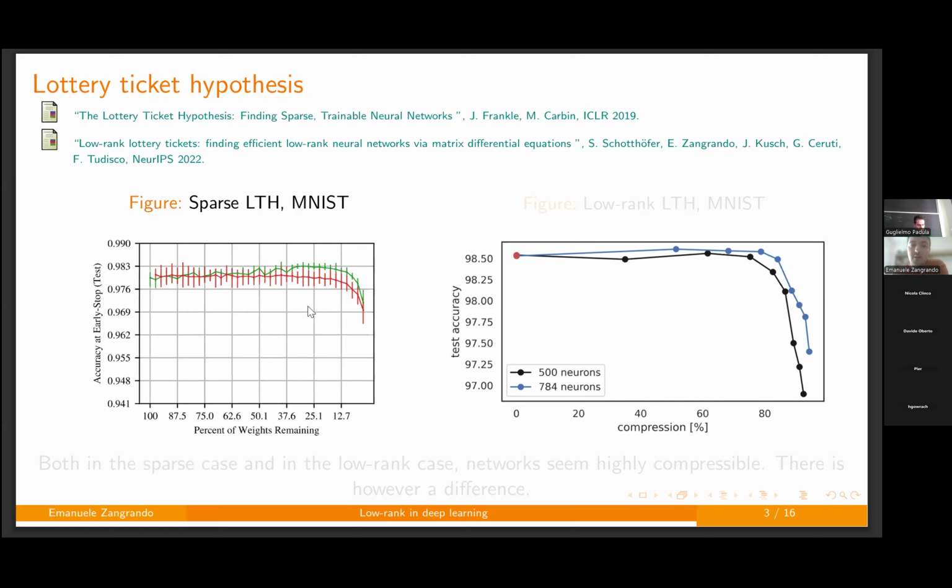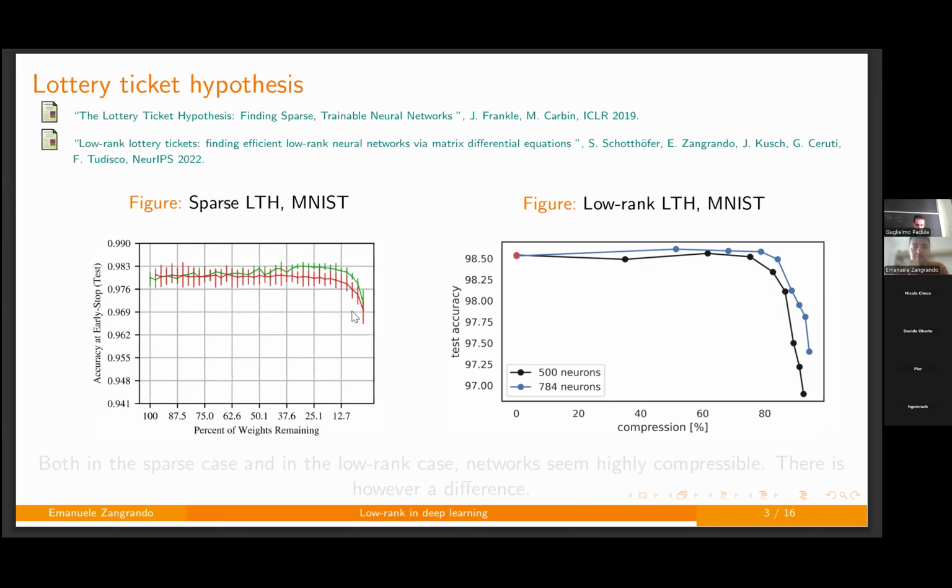And the accuracy of the classification task remains essentially unchanged. There is an extremely slow decay of the accuracy as a function of the percentage of weights remaining. So this is telling us that we can set the majority of entries of these matrices to 0 without affecting the performance that much.